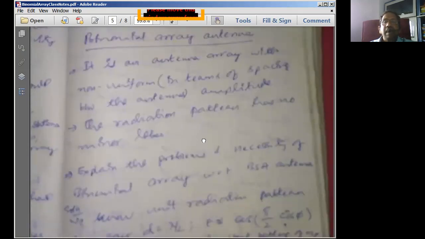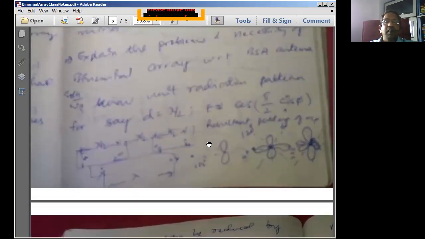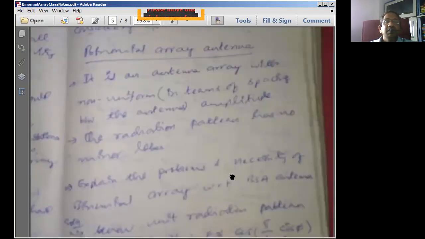And the last antenna is going to be the binomial array type of antenna. In this binomial array, once again, you should understand how the binomial array has to be arranged. It has to be arranged in a non-uniform manner. That means the spacing between the elements of the antenna array is going to be non-uniform. Earlier, in the case of broadside array and end fire array, we have seen the spacing is uniform, whereas here it is non-uniform. That is the main difference between the end fire and broadside array and the binomial type of array.